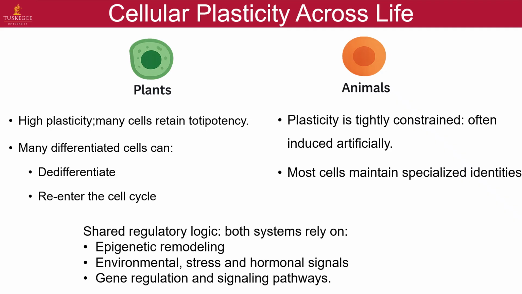Once again, despite these differences, cellular plasticity in plant and animal cells shares some logic, because both systems rely on epigenetic remodeling, environmental stress, or hormonal signals that influence how cells respond. It's also important to note that gene regulation and signaling pathways play an important role in this.